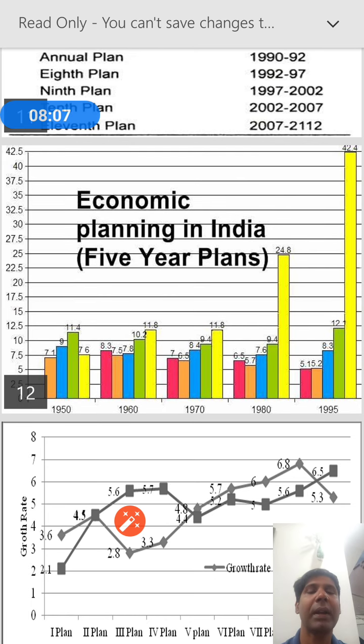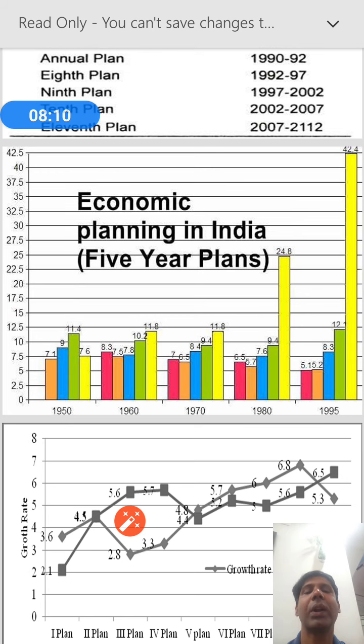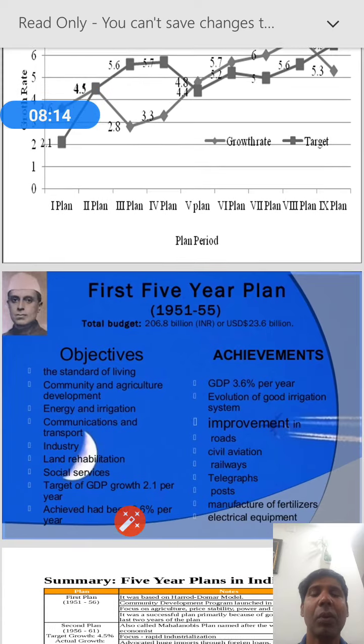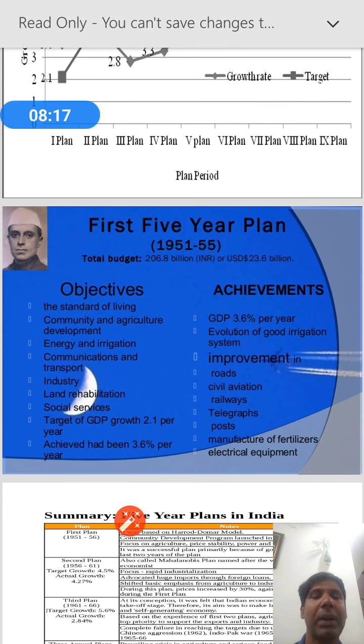And for economic planning, the 5 year planning has a graph. You want to draw both graphs in your book. What are the objectives of the 5 year plans? We are talking about the first 5 year plan.